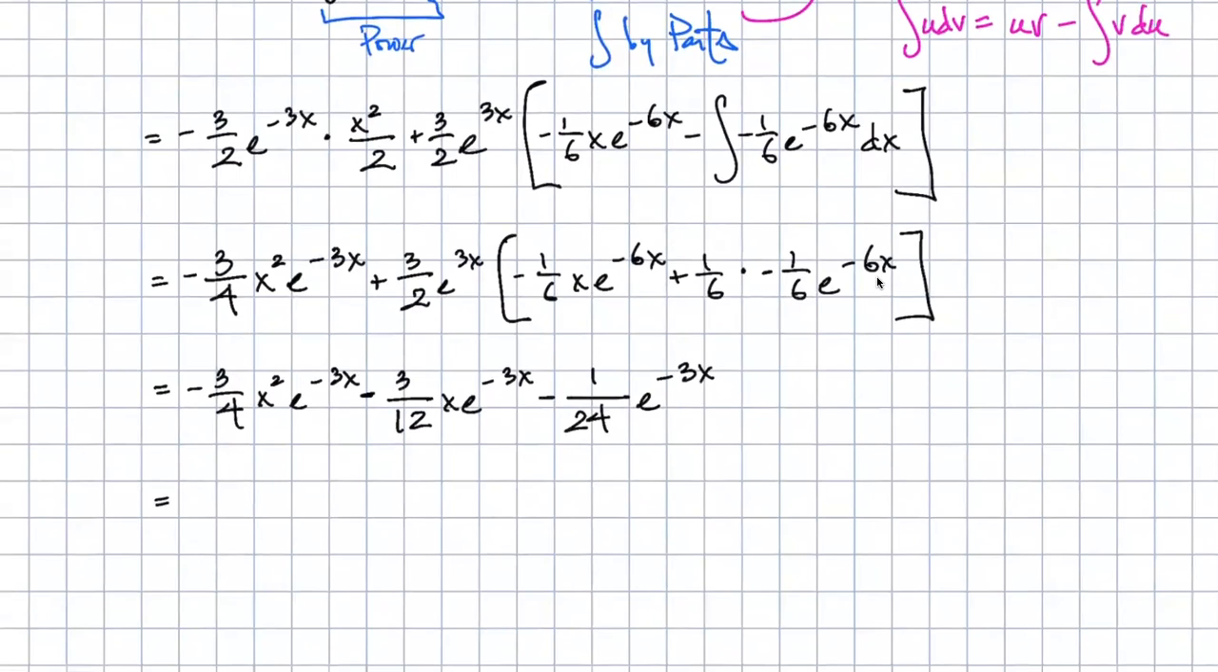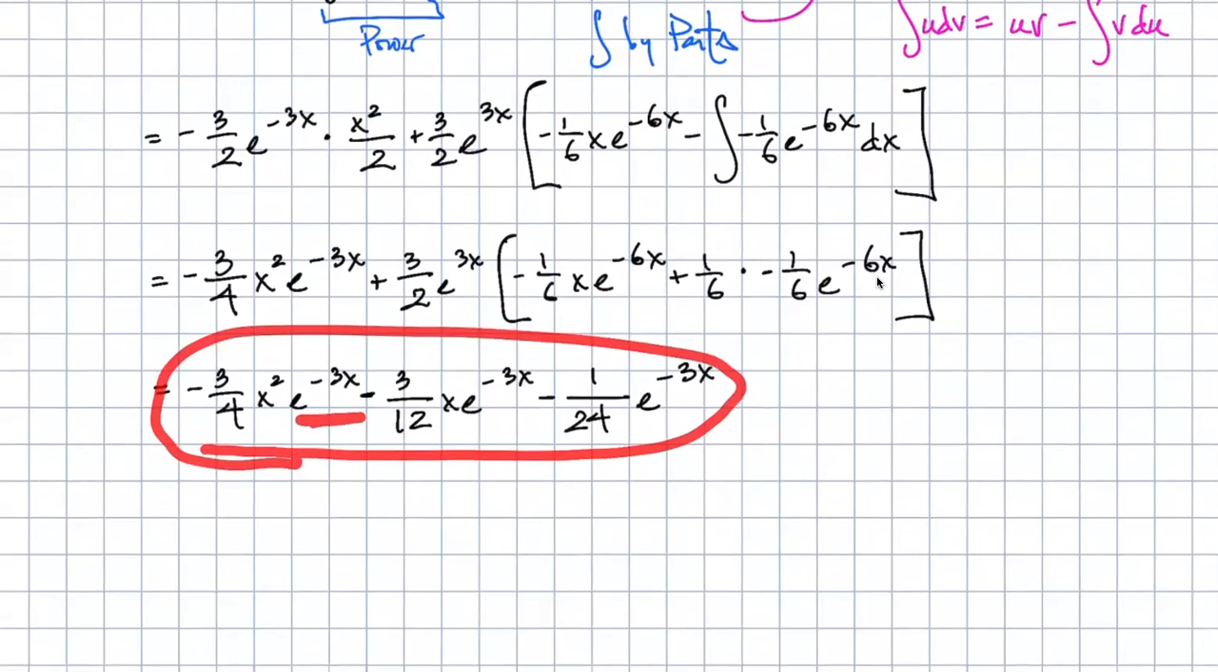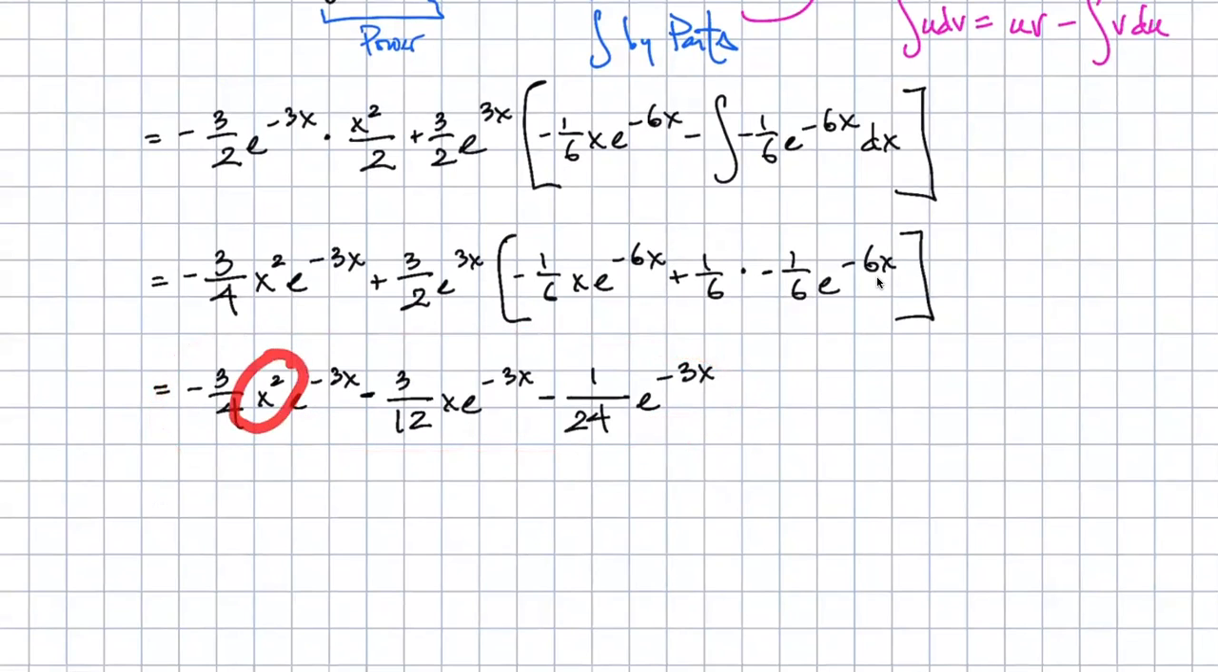All right. So when we take a look at what we have so far, all of the terms have the e to the -3x, but we have sort of an x squared, an x, and then a quote unquote linear situation here.